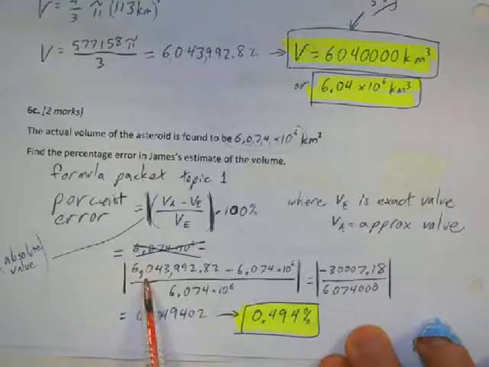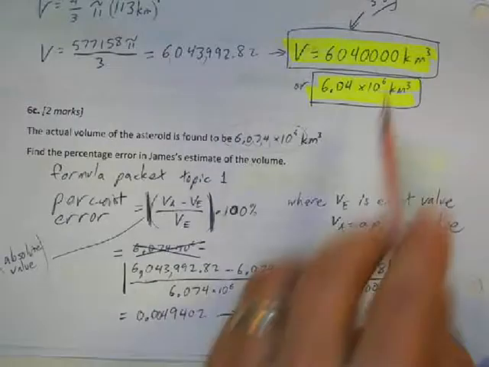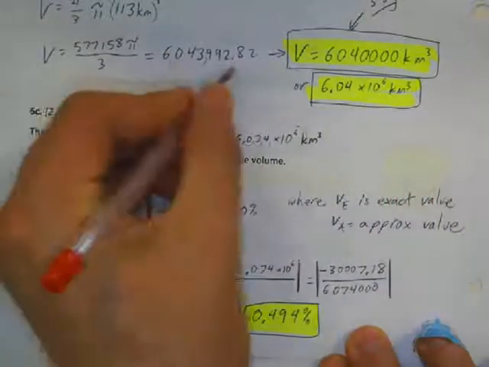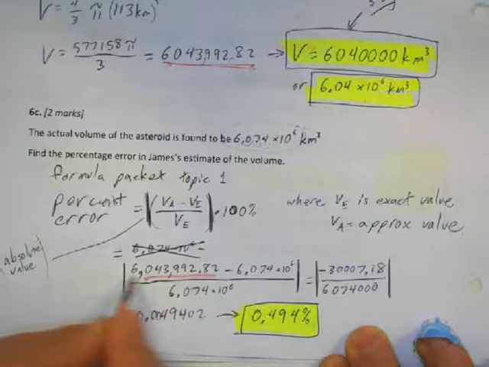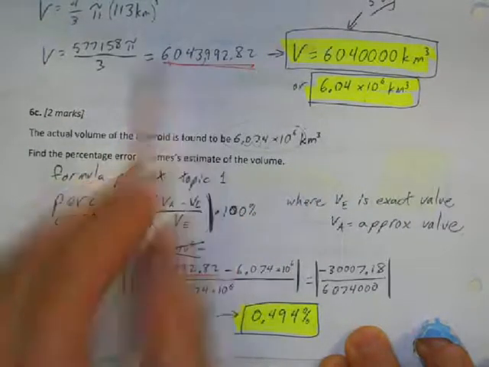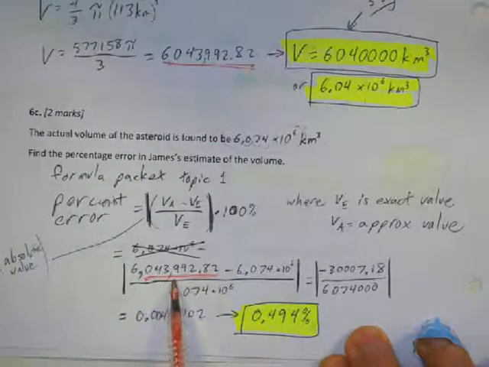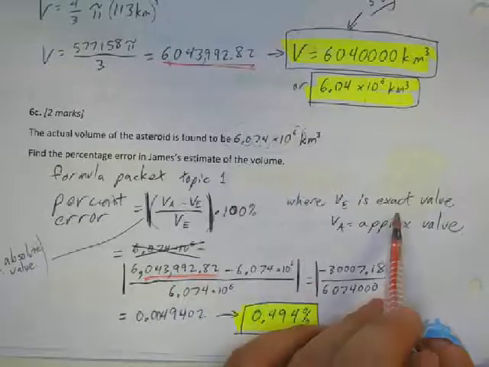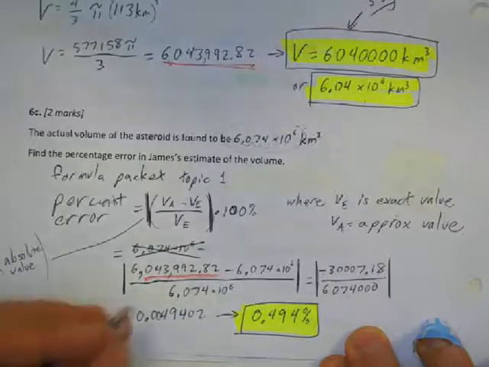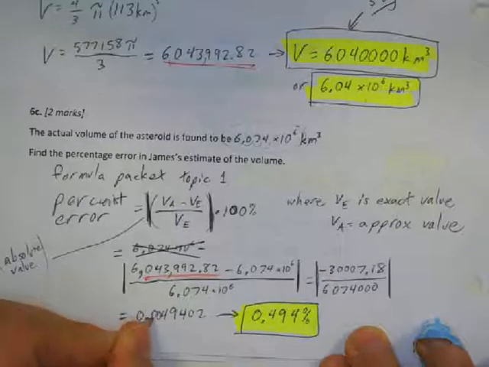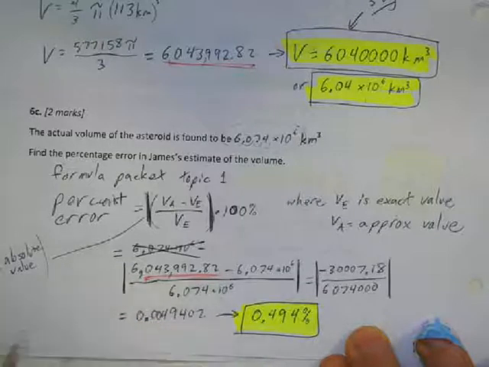So here's the approximate value, which we calculated. Here you should use this value here, not the rounded one. So I'm using the 6043992.8 value, and then minus the exact value divided by the exact value. We simplify it and we get this decimal of 0.00494002. So now convert that to a percentage. We move the decimal place 2 spots, and then we get this.